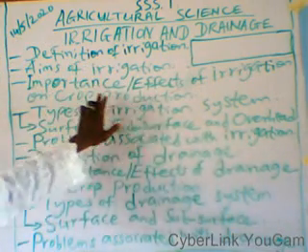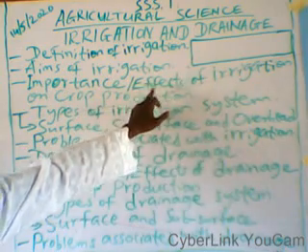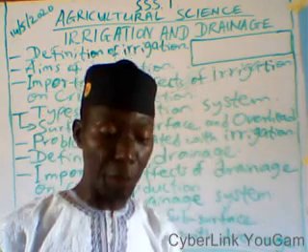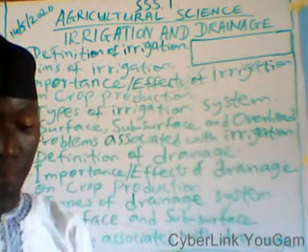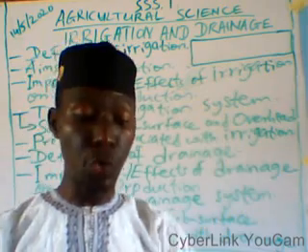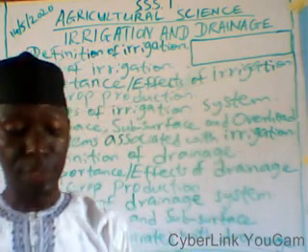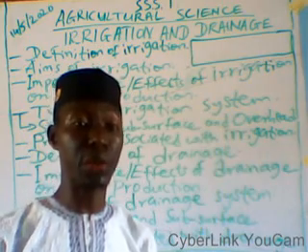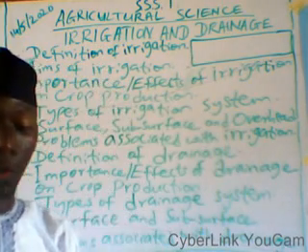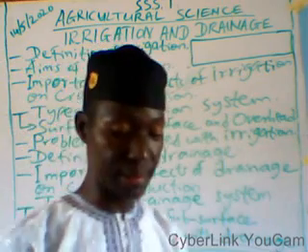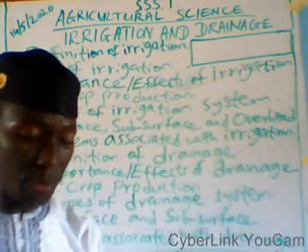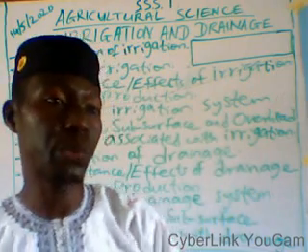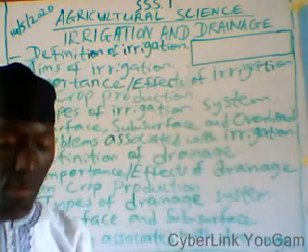Importance or effect of irrigation. It provides moisture to the soil for root absorption. It dissolves nutrients so that the plant can make use of them. It encourages the spread of weeds. It enables the crops to be established and also facilitates crop production all year round.